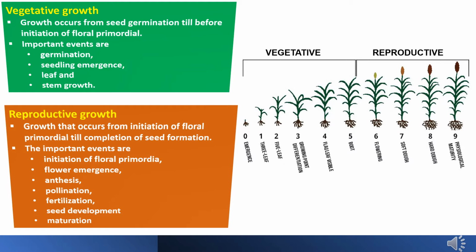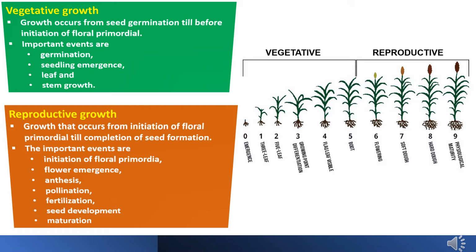In plants, growth is of two types. First is vegetative growth and second is reproductive growth. Vegetative growth occurs from the germination stage to the floral primordial stage, and within this period the main events taking place in the plant life cycle are germination, seedling emergence, leaf and stem growth.